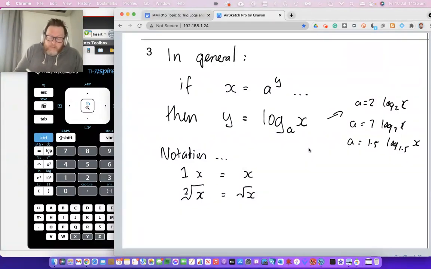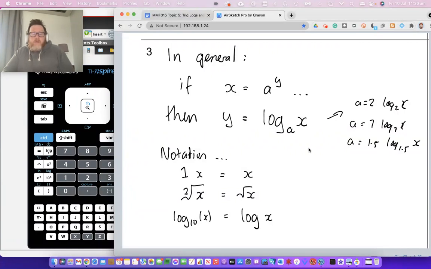Logs have the same sort of thing. So if I have log base 10 of x, brackets are not necessary, but I put them in, that's the same as log of x. Okay, so the 10 is implied. So just remember that as we go along.